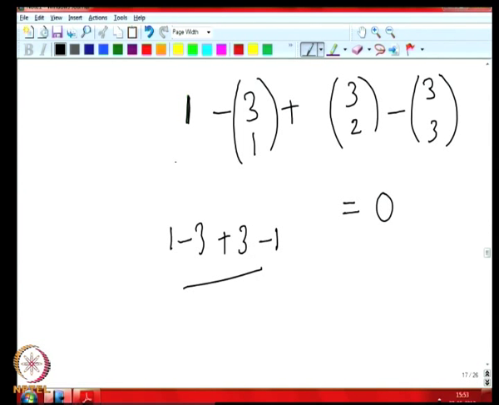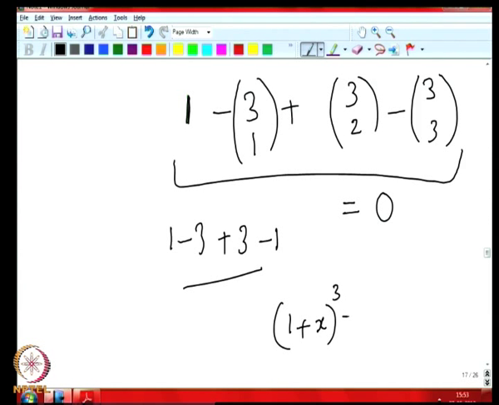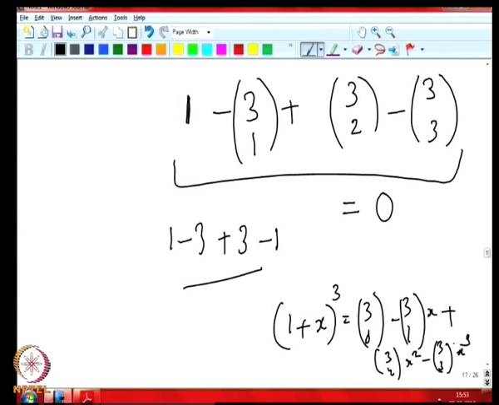So, this is adding to 0, and as we can see, this is an identity we have seen earlier, if you do (1 plus x) cube. You expand it, this will be 3 choose 0, which is 1, minus 3 choose 1 x plus 3 choose 2 x square minus 3 choose 3 x cube, and you put x equal to 1. Sorry, this was plus 1, this was plus 1. Put x equal to 1, then you will get this alternating sum of plus and minus 1s as required, right.